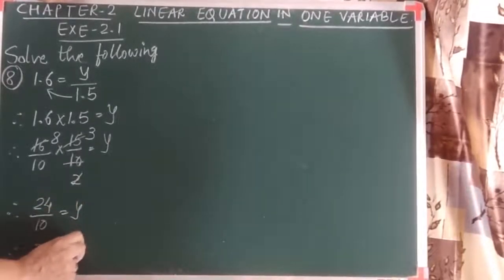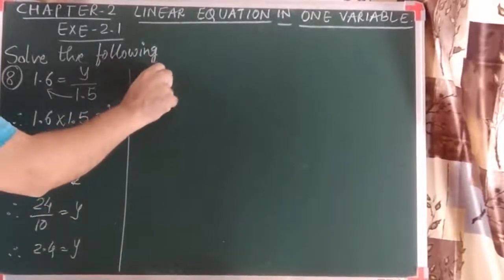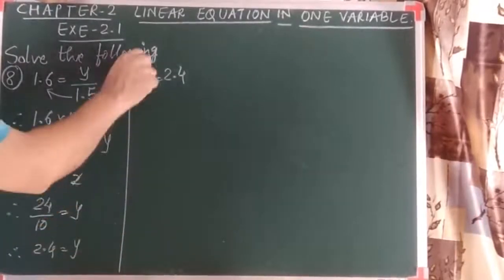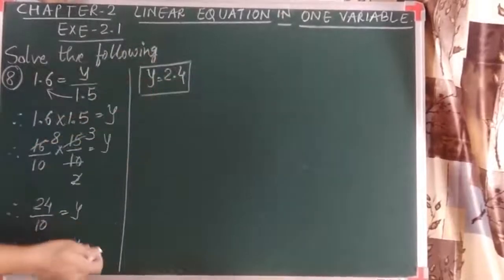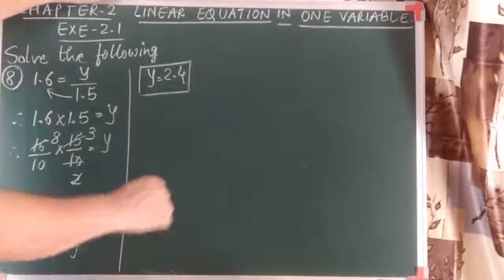But as we discussed earlier that y should be on the left hand side, so you can write that y is equals to 2.4. So I did not change the sign because I have changed both the terms. इसको इधर लेके आया, इसको इधर लेके आया. So whenever we are changing both the terms, there is no need to change the sign. Let's see one more question.